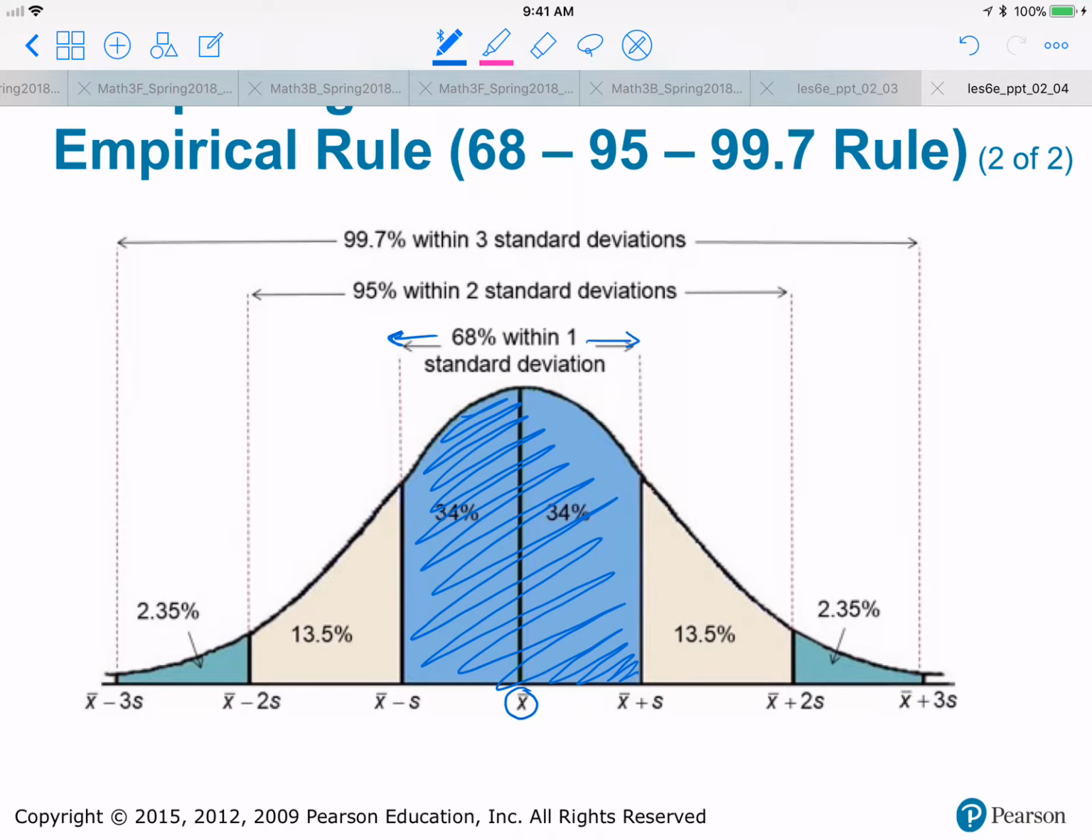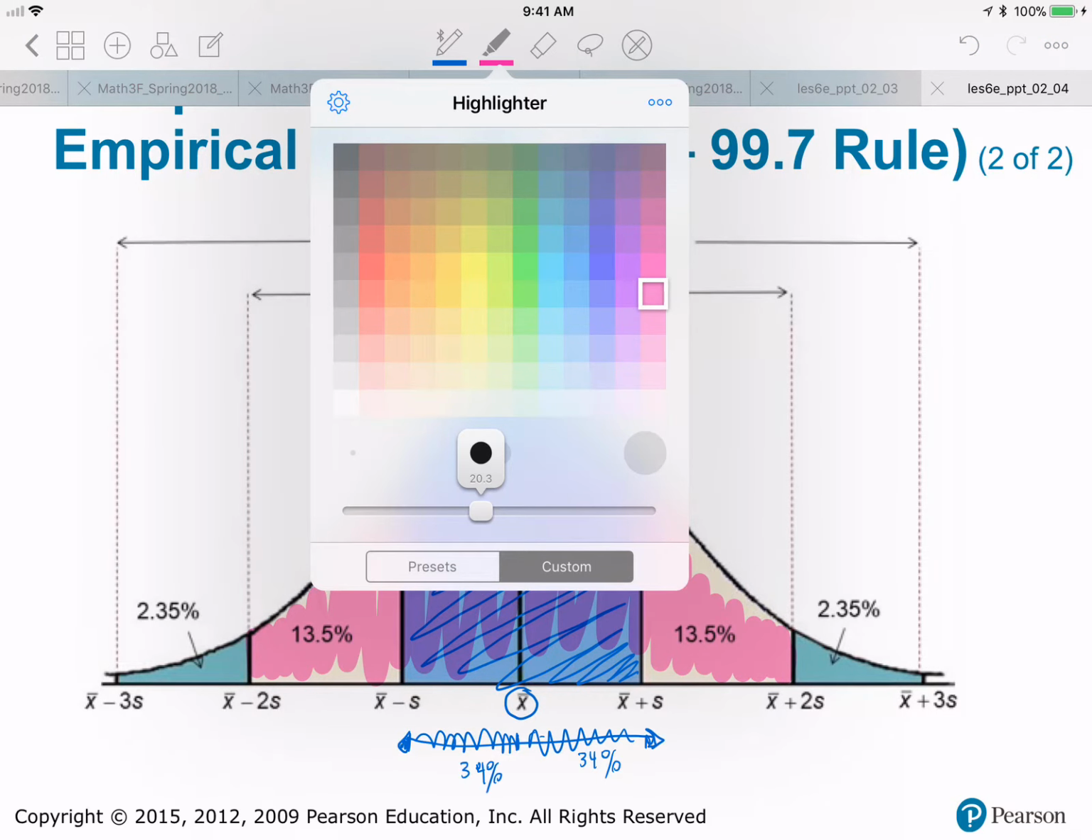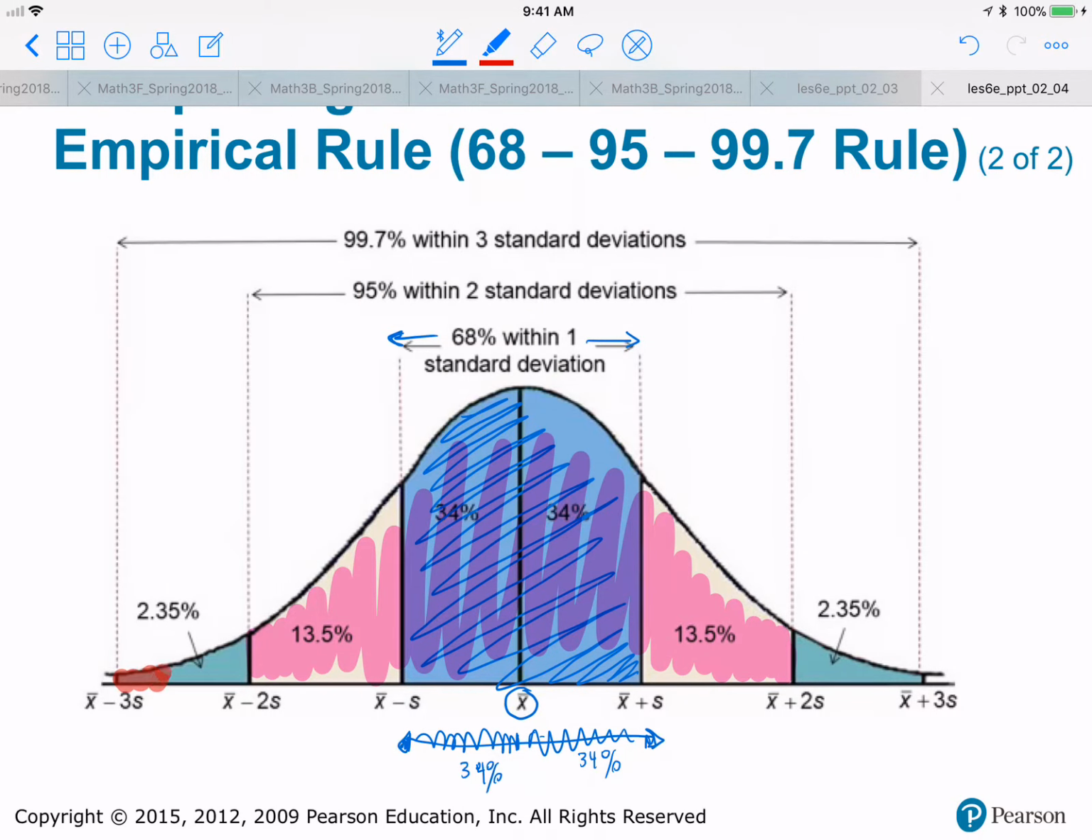And now because this distribution is symmetric, if 68% is between here and here, that means that 34% has to be below and 34% has to be above, right? Because 68% divided by 2 is 34%. And similarly, 95% of the data is going to be within 2 standard deviations of the mean. And then 99.7% is going to be within 3 standard deviations from the mean.